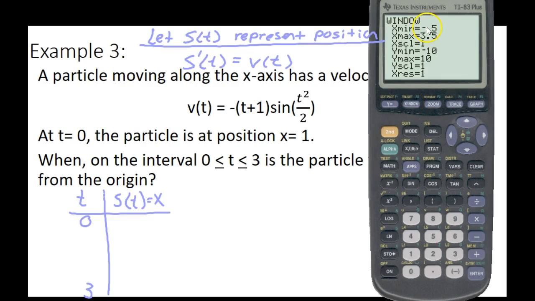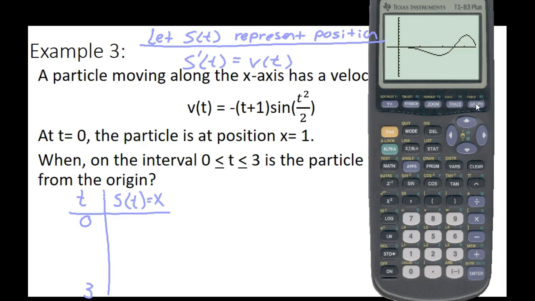And then at X min, you put negative 0.5, and then at max, you're going to put 3.5. Did you get them backwards and put the negative at the max? No? Huh. That's weird. I'd have to look at it. I'm not sure why it would be doing that.